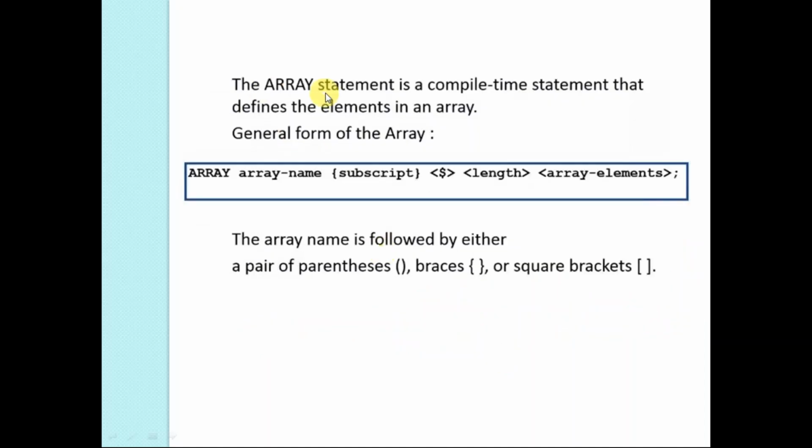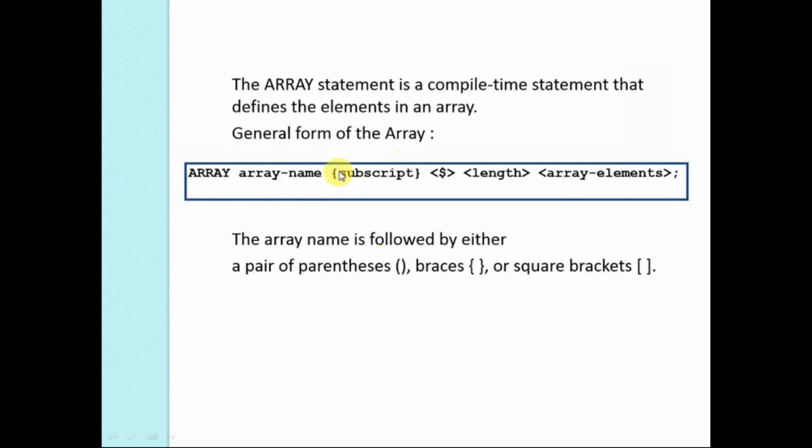Next, the array statement is a compile time statement that defines the elements in an array. So, the general form of the array. Let me first explain the syntax, then you'll understand. It starts with a keyword called ARRAY, followed by the name of the array, with whatever name you want to create the array, followed by the subscript.